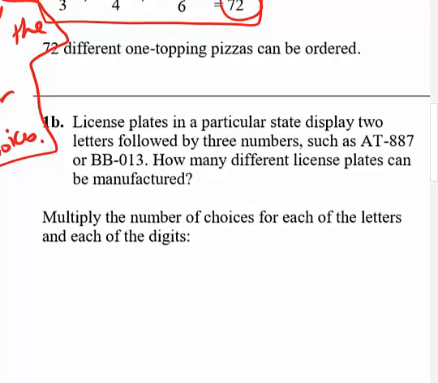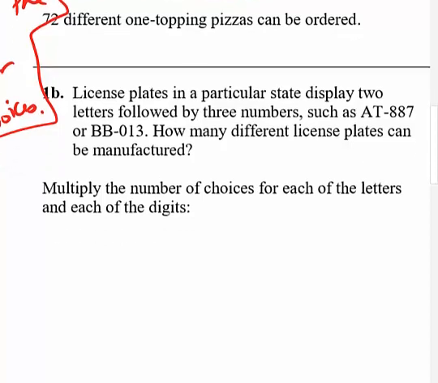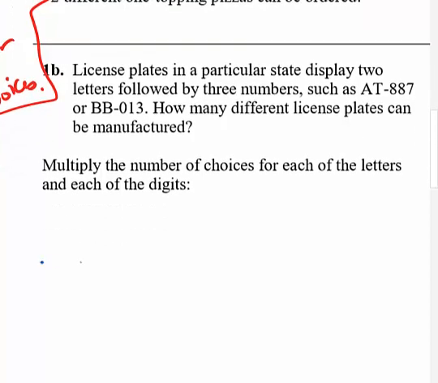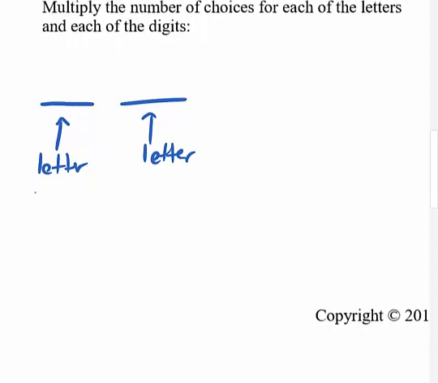That's interesting. All right, let's try this next one. The license plates in a particular state display 2 letters. Okay, so let me think about this. The first 2 are going to be letters. So this is a letter, and this is a letter. Just to get ahead of myself, maybe there are 26 choices, right? Because there are 26 letters of our alphabet.